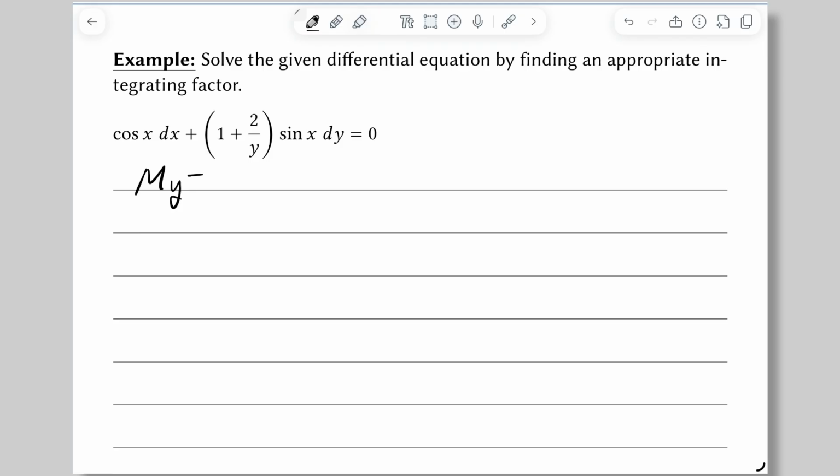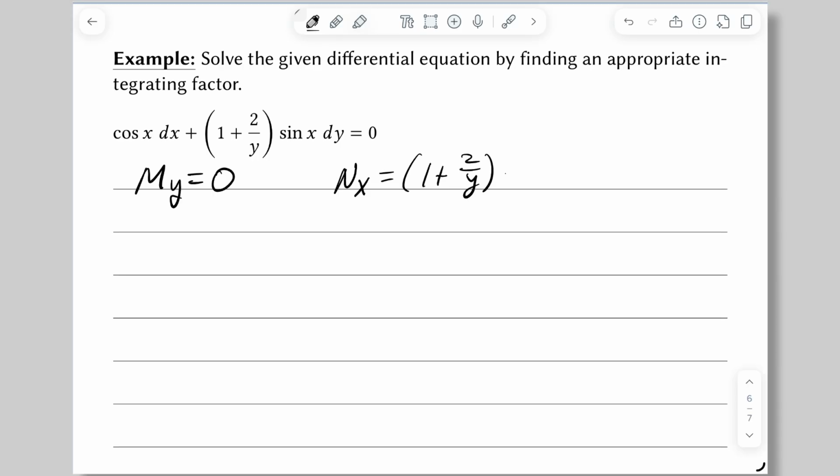The partial of M with respect to y is equal to 0 because there are no y terms in M. The partial of N with respect to x, we can clearly see it's not 0, but I'm going to go ahead and write it down. It's 1 plus 2 over y times the cosine of x, and that is not exact. So we're going to use an integrating factor.